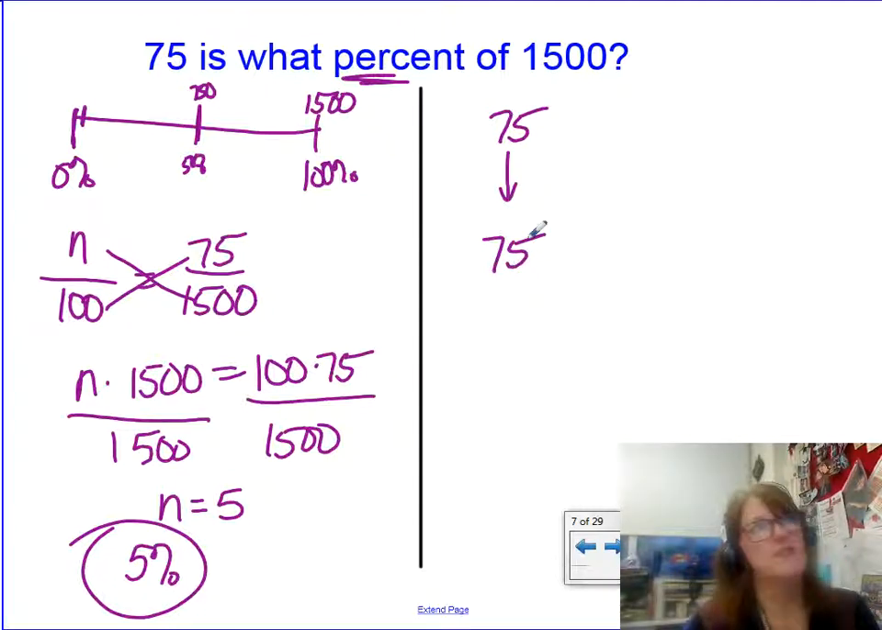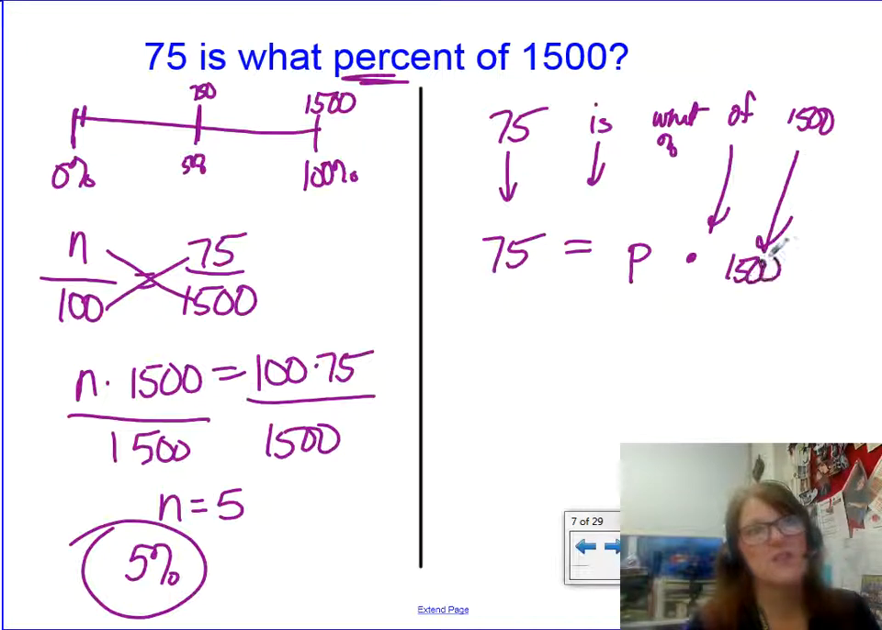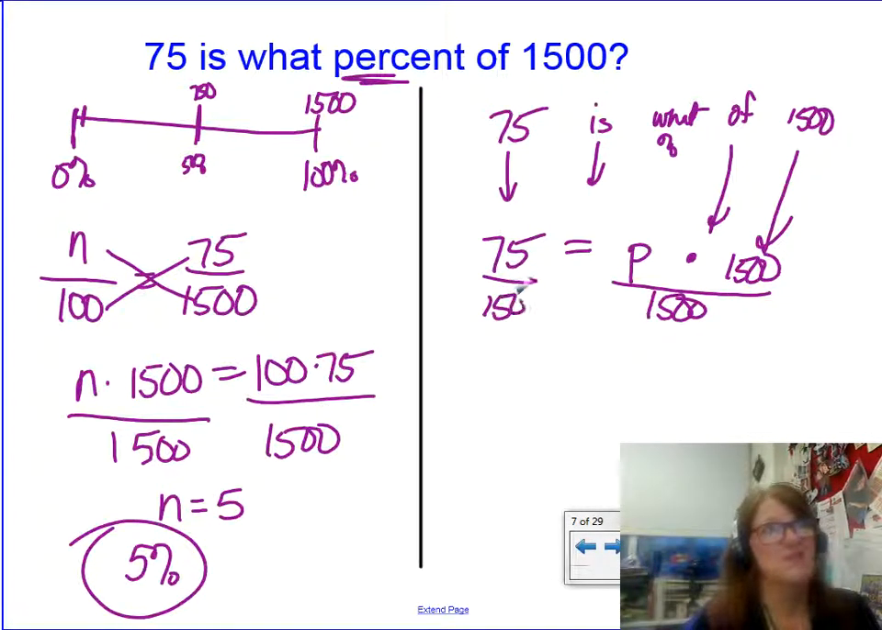75 is translates into equals. What percent? Yeah, okay. Now I got to pick a variable. What percent? So I'm going to use the letter P because that'll remind me I'm going to get a value and I have to make sure it's written as a percent. Of is times 1500. Really, I just need to isolate my variable, so divide by 1500. Okay, this is kind of like the ones you were doing yesterday.